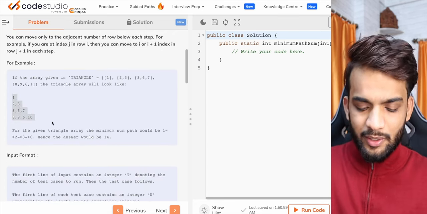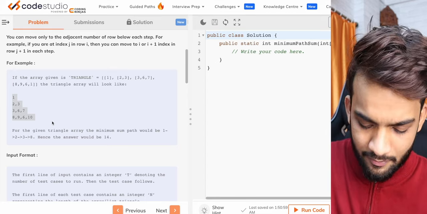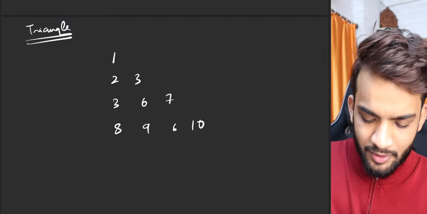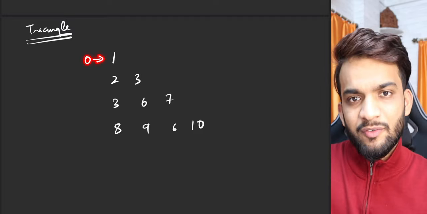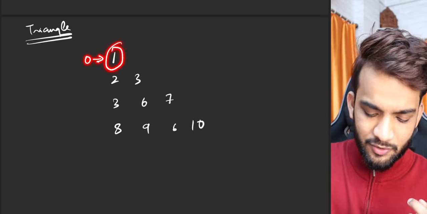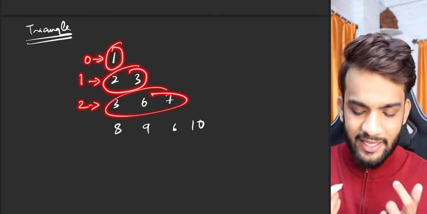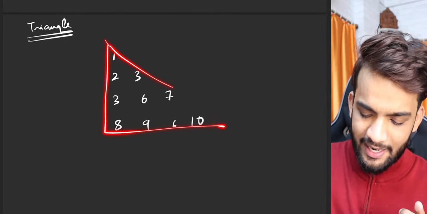Let me just quickly write this down over on the iPad. If you see over here, what the question stated was, this is the zeroth row. It will have one element. This is the first row, it will have two elements. Second row will have three elements. So that's why it's a right angle triangle.